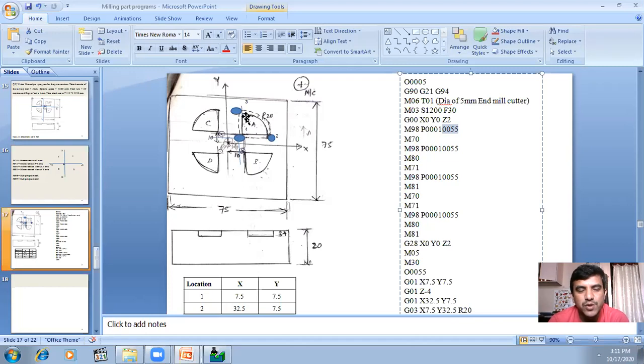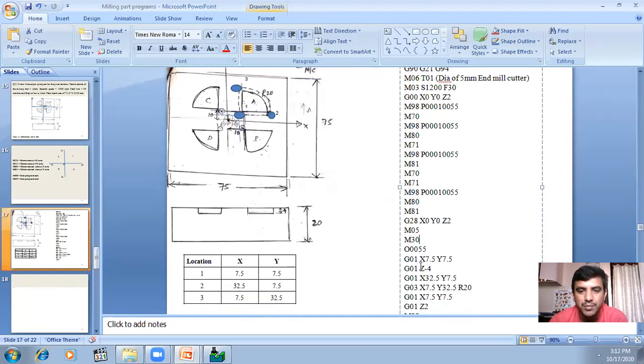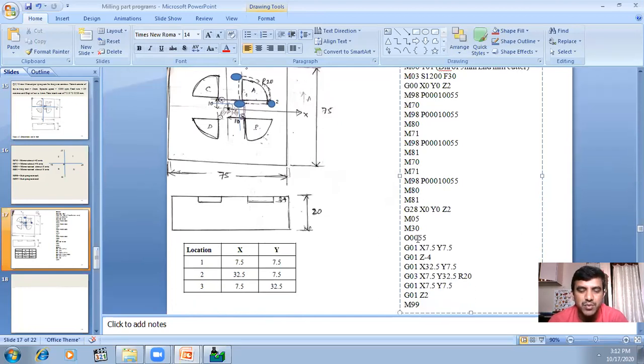That's why we write the coordinates for the shape of the contour in the subprogram. See, this is the main program. Where does the main program end? The main program ends at M30. Only after M30, once the main program ends, should we write the subprogram. See, the subprogram is written at the end of the main program.